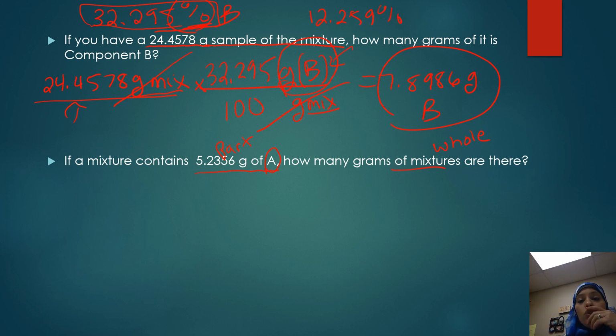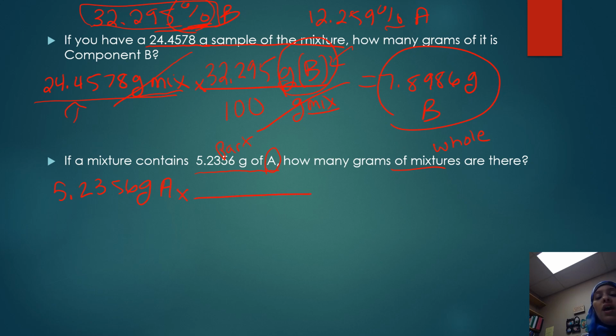So that's that right there, okay? It's 12.259% A. Okay. This is still percent, meaning if you had a 100-gram sample of mixture, you can bet that 12.259 grams of it is going to be A, because that's what that conversion factor means. But we never start with our conversion factor, right? We always start with our given. So look at here, we have 5.2356 grams of A.